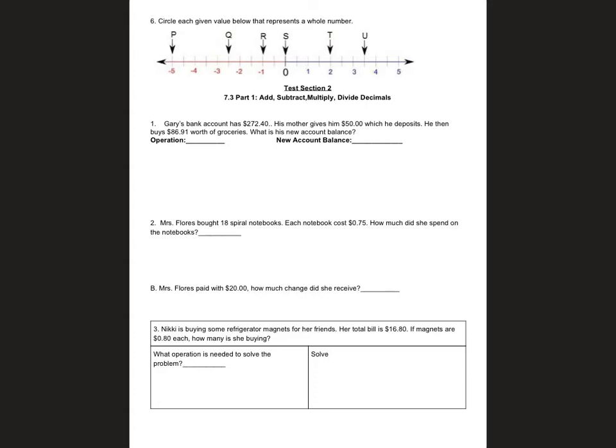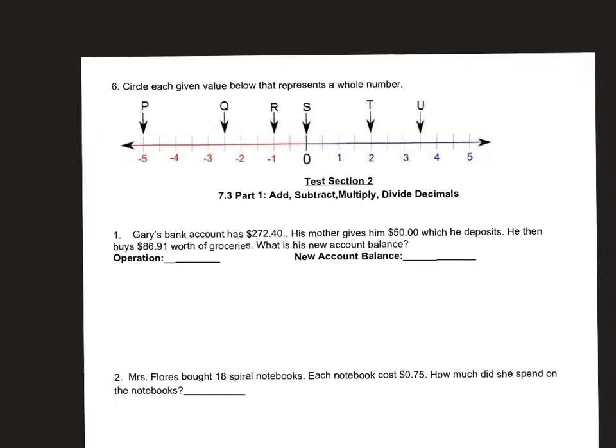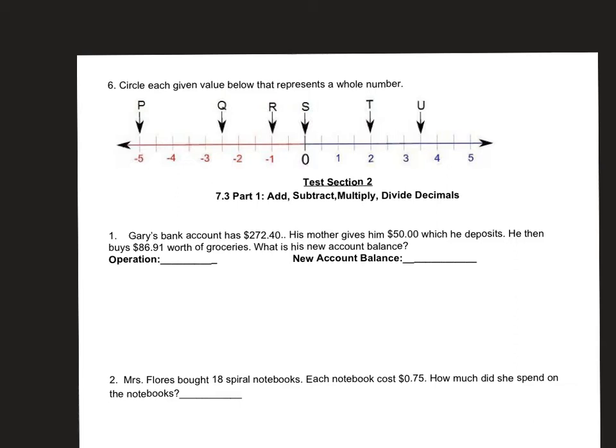On problem 6, I've given you some numbers on a number line, and your job is to circle each of the given values that represents only a whole number. Well, I know I can't circle anything to the left of 0 because all of these over here would either be integers or rational values, but 0 definitely is a whole number. 2 would be a whole number because it's not in between anything, and 3.5 would not because it has a decimal. So the only ones that would be correct are 0 and 2.